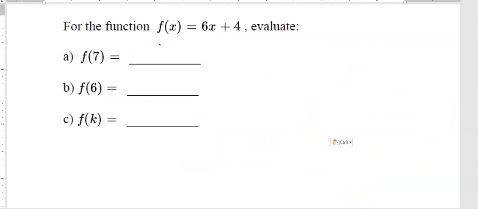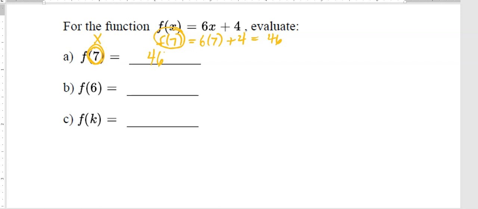The next problem, just make sure that you understand what function notation looks like. So for part A, remember, whatever is in the parentheses is my x. That's my input. So everywhere there's an x, I'm going to say 7. So 6 times 7 plus 4. So remember, this is the function at 7. It does not mean f times 7. This is a fancy way to say y. So that's going to be 42 plus 4 is 46.